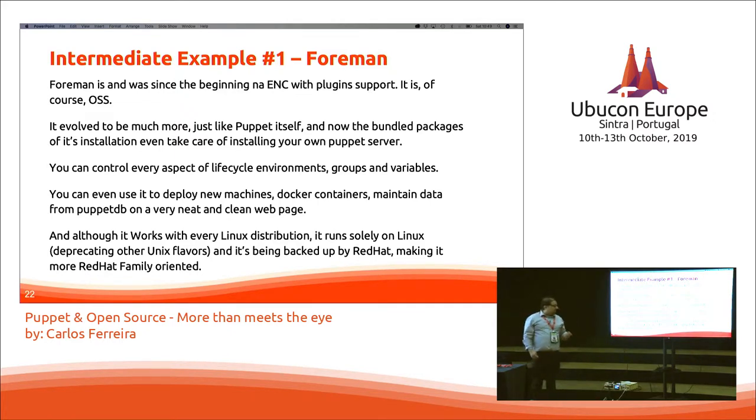And it's being backed by Red Hat. So it's a little bit more Red Hat family oriented. Why is it being backed by Red Hat? Because one of their main plugins, the package management, is called Katello. Foreman and Katello are now using Celery and Pulp underneath to become, they are already, the free open source version of Red Hat Satellite 6, which has now been released, 6.5, 3 or 4 weeks ago. It is intuitive as hell to use. It can spawn machines and containers from bare metal to the cloud.